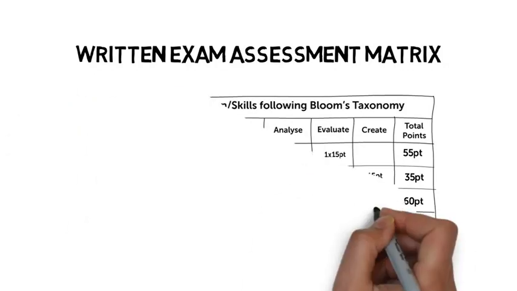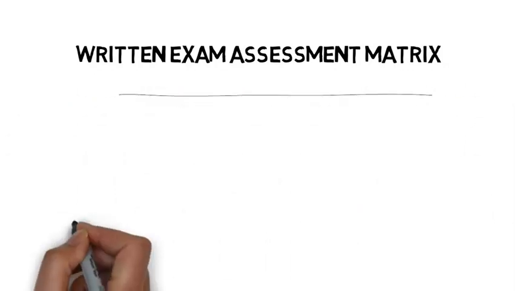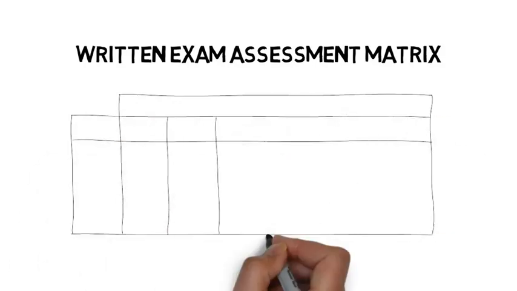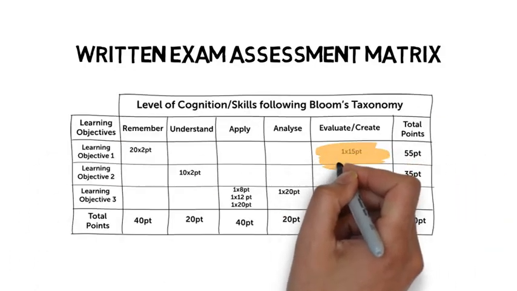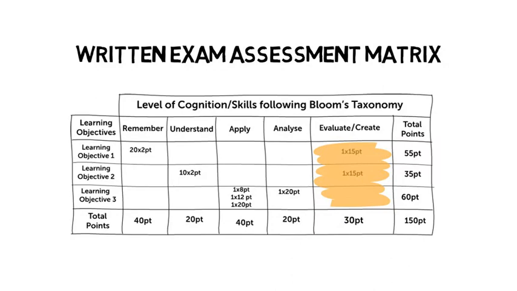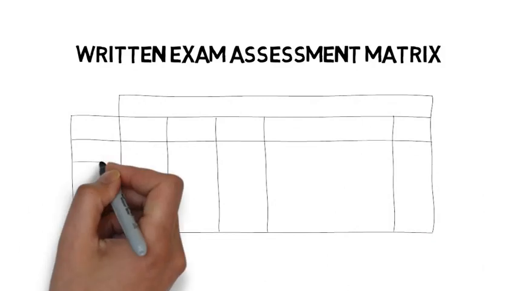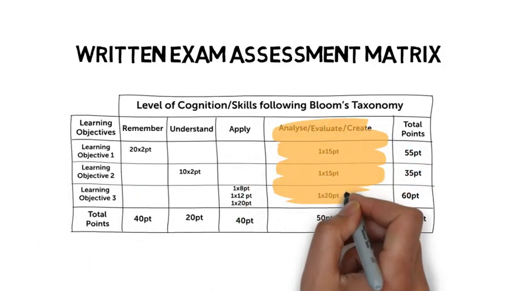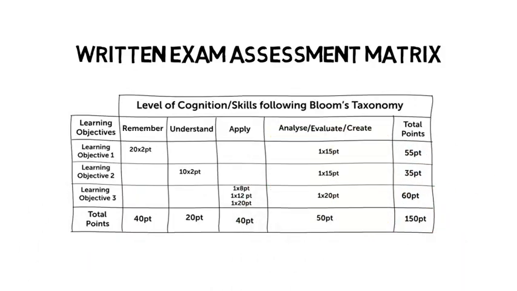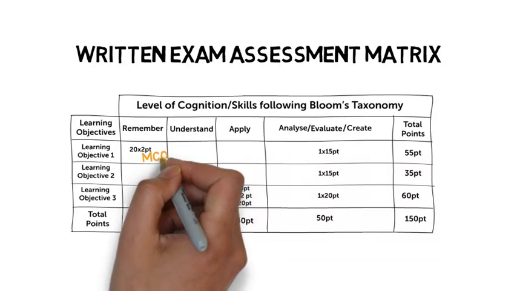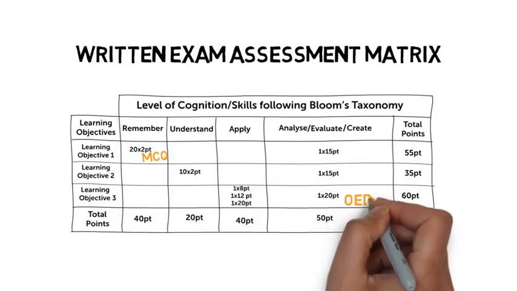For some assessments, the questions or assignments can be aimed at both the evaluating and creating domains. In this case, it can be convenient to merge these columns into one. The same goes for analyzing. When this domain overlaps with evaluating and creating, you can even combine the 3 columns into one column. As a final step, if appropriate, you can specify what type of questions will be used. You can write this down in respective cells in the assessment matrix. For example, 20 points can be earned with multiple choice questions, or 20 points with open-ended questions.